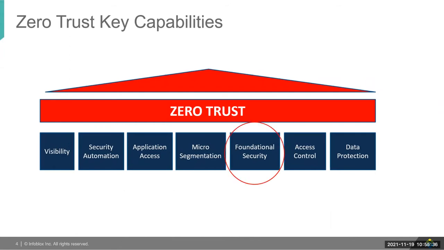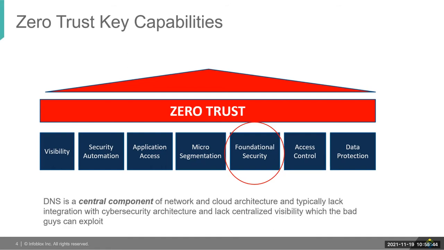What I want to touch on today is foundational security, of which DNS is a key element. And the reason why it's a key element is two things. First, it is a central component of network and cloud architecture. The second, and possibly even more important feature, is that it typically lacks attention and thus lacks integration with today's cybersecurity architecture. And there is also a lack of visibility into what's going on with DNS traffic in your organization, which the bad guys can exploit.